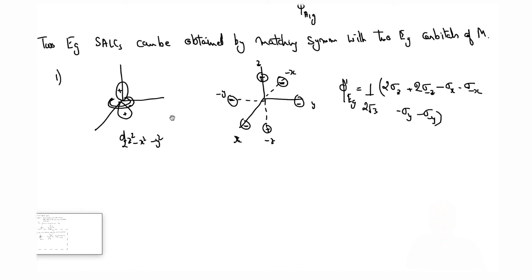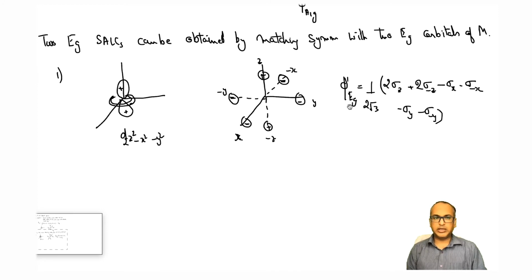Because there are positive lobes along Z and minus Z, we are taking sigma z as positive and sigma minus z as positive. Because there is a negative belt around the x and y transverse plane, we are taking all sigmas along x and y as negative. And the factor of 2 comes because there is actually 2z square minus x square minus y square, so the coefficient of z square is 2. That means there is more wave function along the z axis as compared to the transverse plane. So to match this, we are taking this.